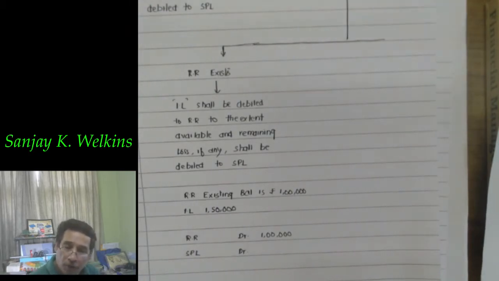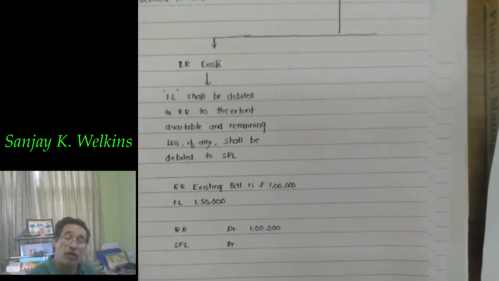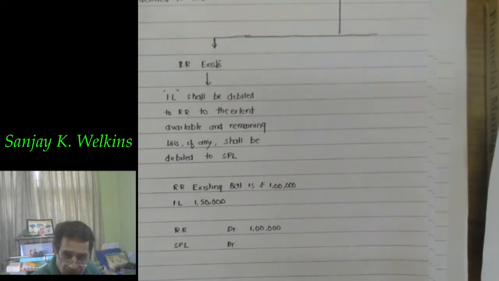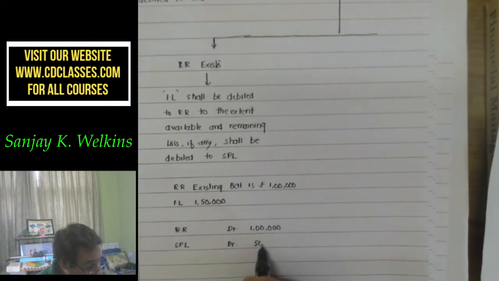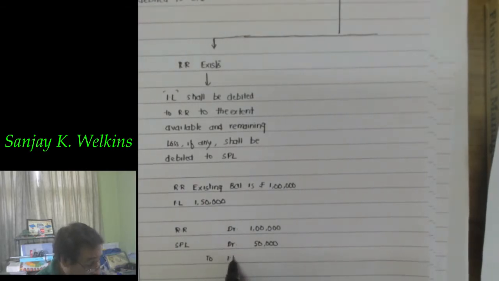That means the rule of recognizing impairment loss is very simple. If the entity is following the cost model, the entire impairment loss will be debited or written off to statement of P&L. However, if the entity follows the revaluation method, whatever balance is there in the existing reserve, impairment loss will first be adjusted against it, and if some portion of impairment loss remains, it will be adjusted against statement of P&L. So I will write here 50,000. Out of 150, 1 lakh has been debited to revaluation reserve, correct? To impairment loss, that is 1,50,000.